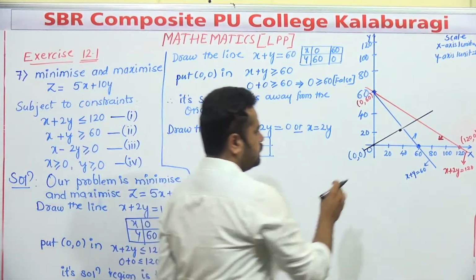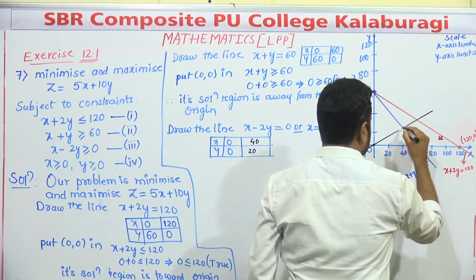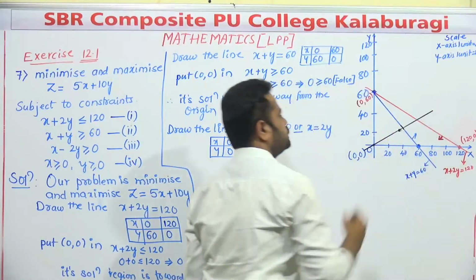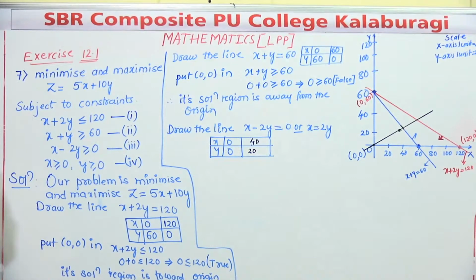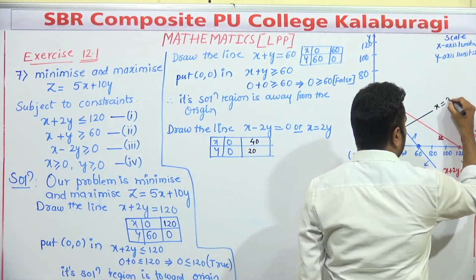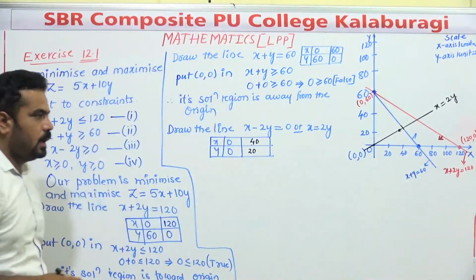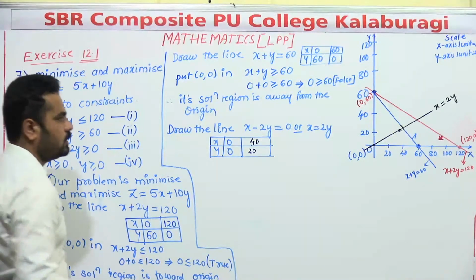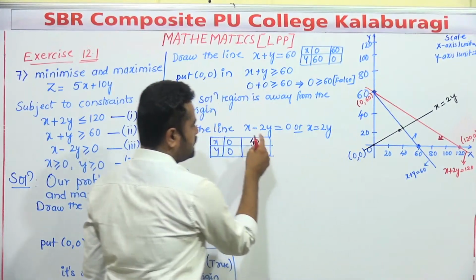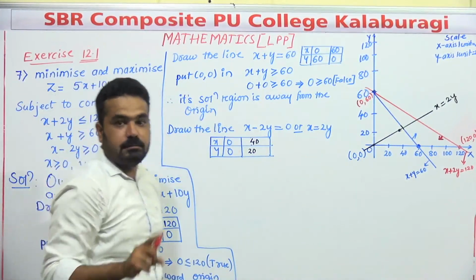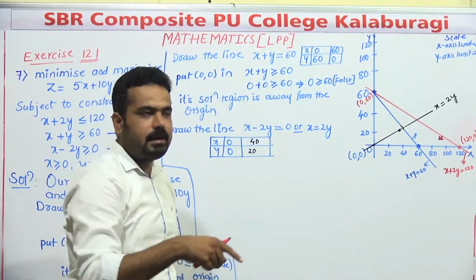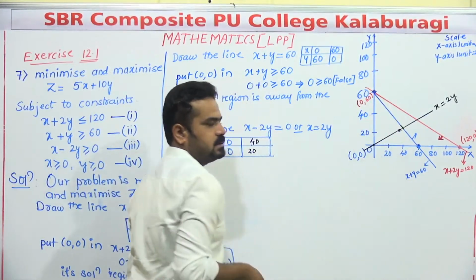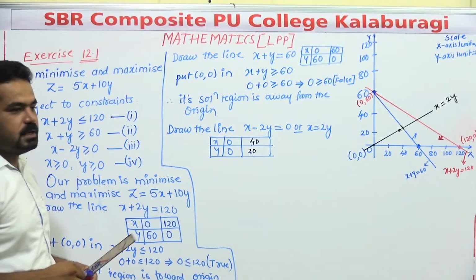Okay. And which line is this? This is x is equal to 2y. Again, this line is passing through the origin. Therefore, we cannot substitute 0, 0 in its corresponding inequality. If the line is not passing through the origin, then you can substitute 0, 0 in its corresponding inequality. But this black line is passing through the origin. In that case, we cannot substitute 0, 0.